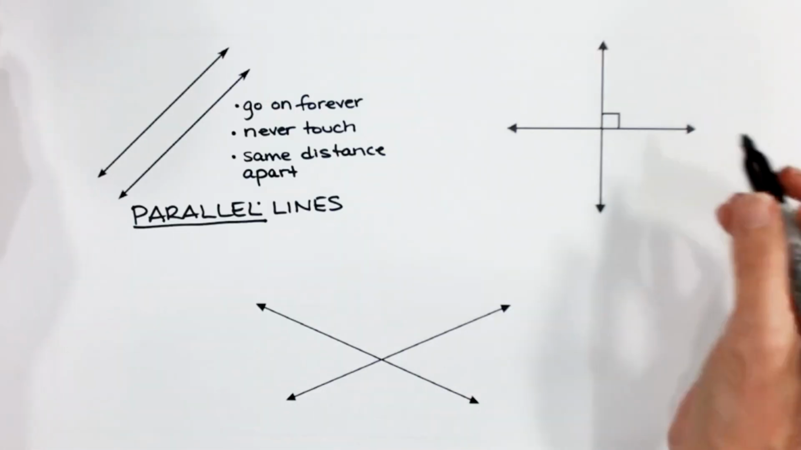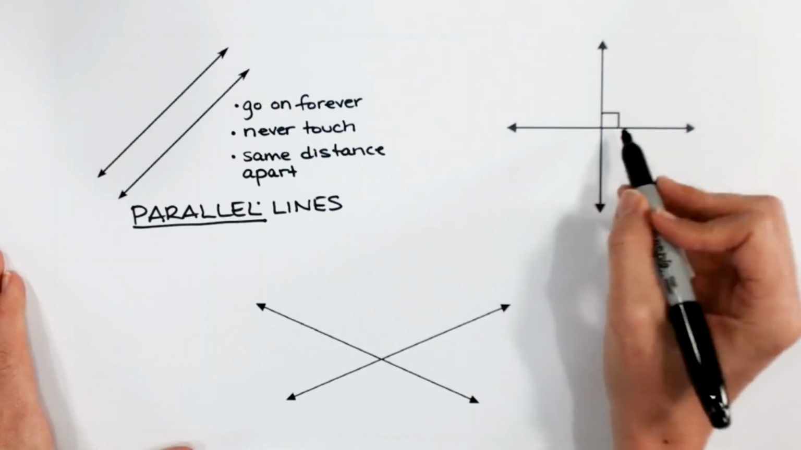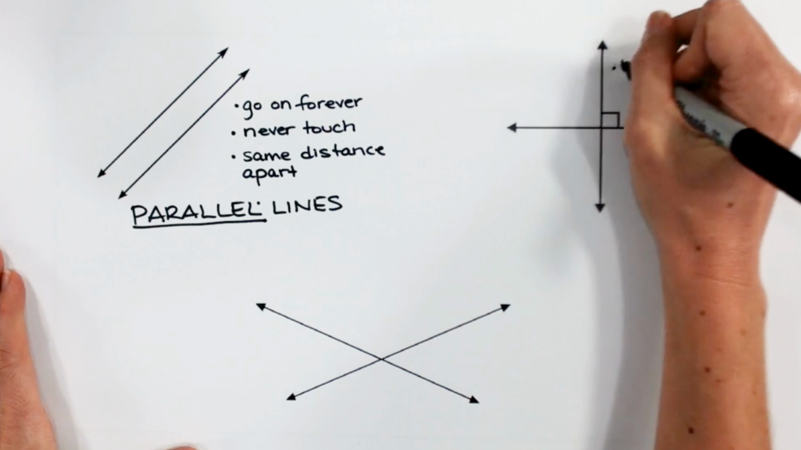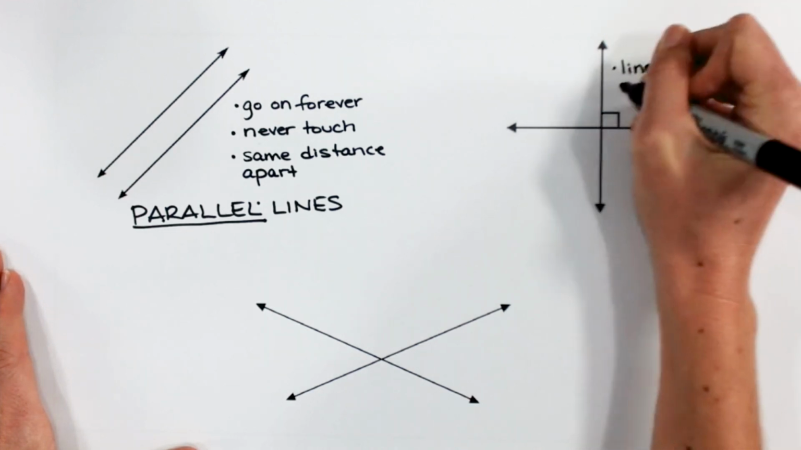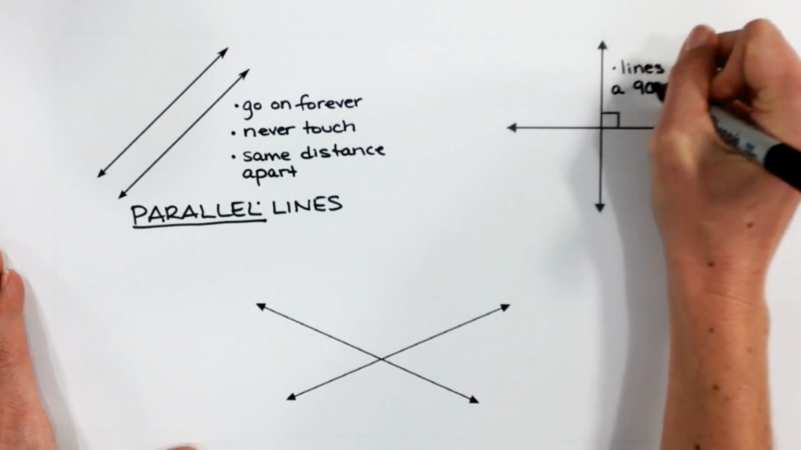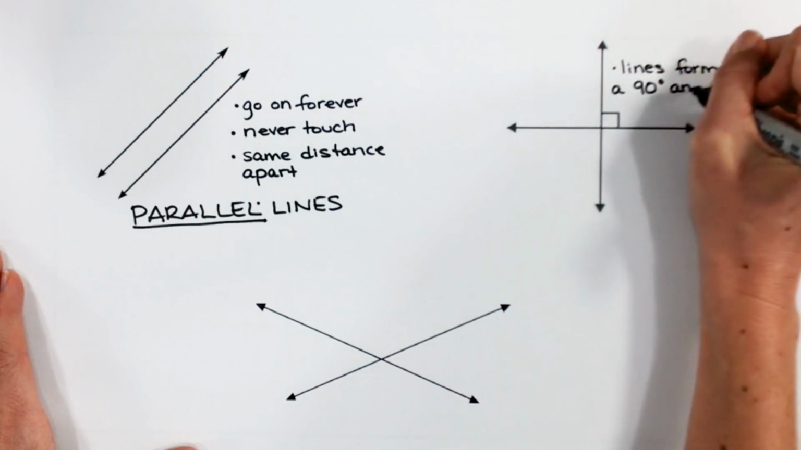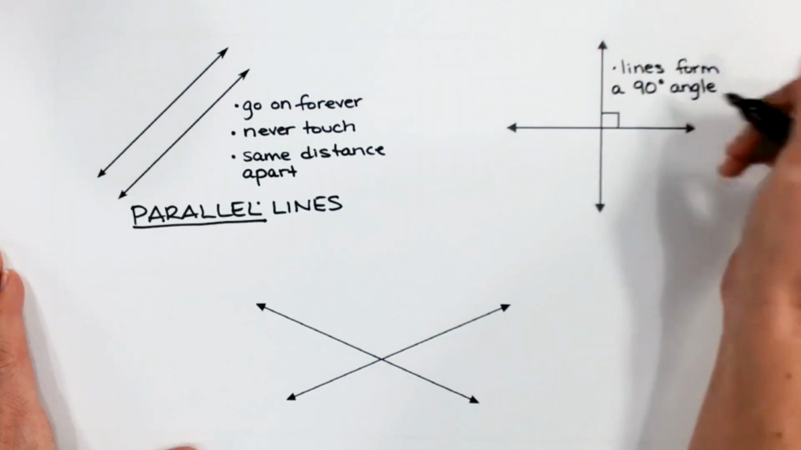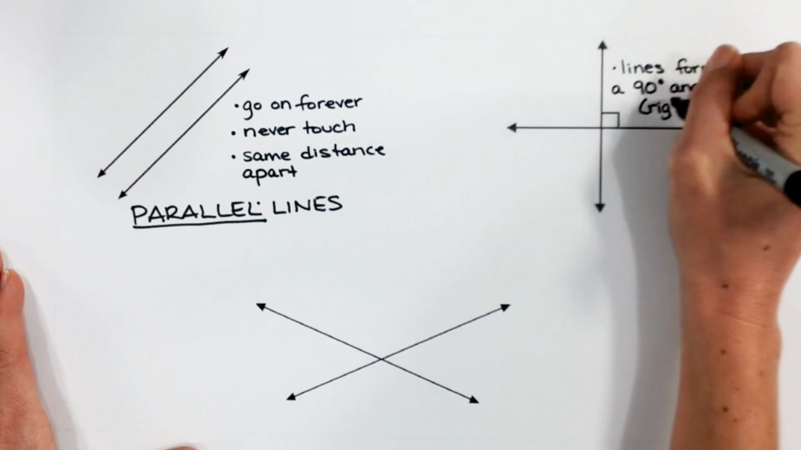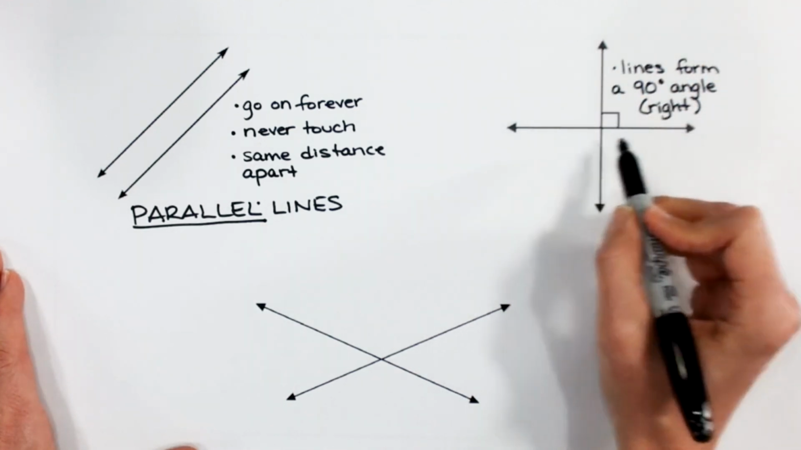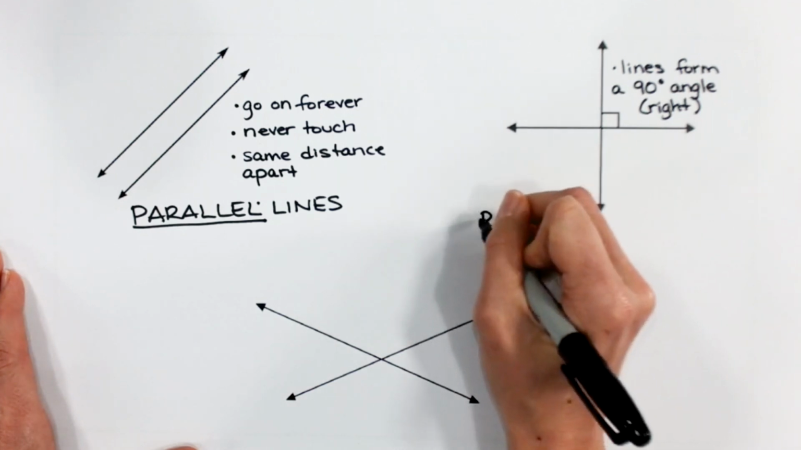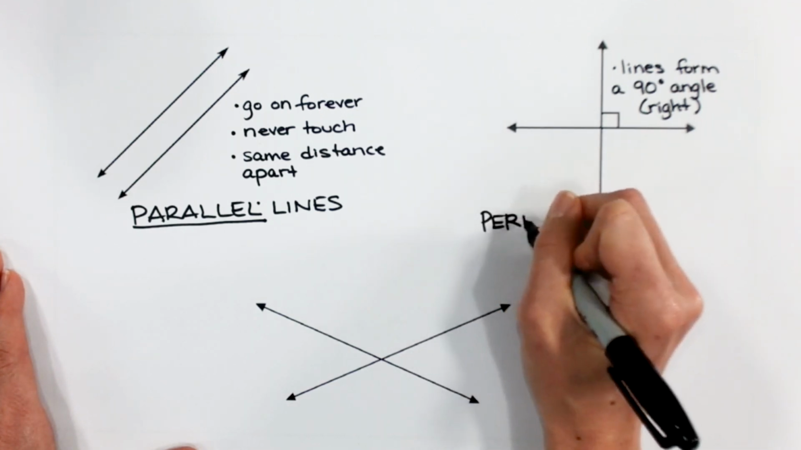Let's look at our perpendicular lines. Here, these lines do touch. And when they touch, these lines form a 90-degree angle or a right angle. So we can go ahead and classify these lines as perpendicular.